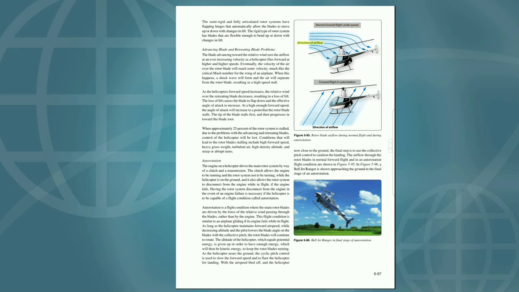Direction of air out. Forward height in autorotation. Direction of air out. Figure 5-95. Rotor blade airflow during normal flight and during autorotation.